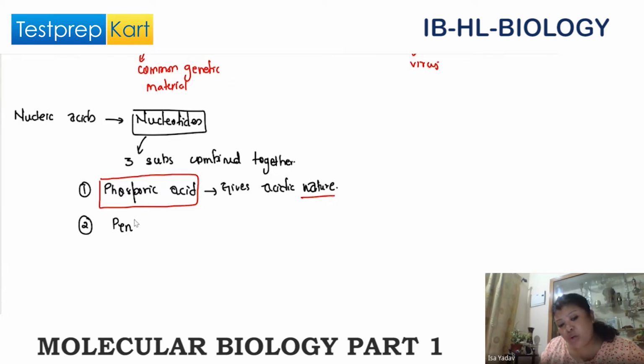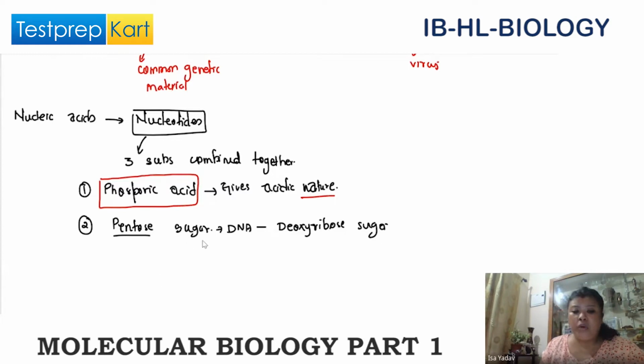The next is the pentose sugar. Pentose: 5 carbon atoms are there, so it is called a pentose sugar. In DNA, the sugar is deoxyribose sugar. In RNA, it is called ribose sugar.